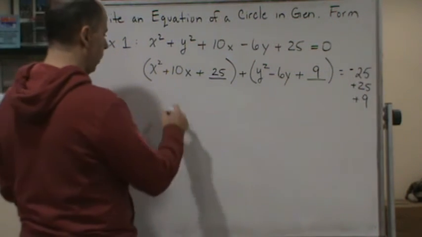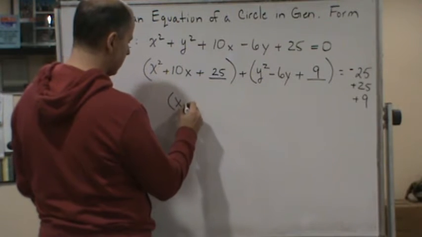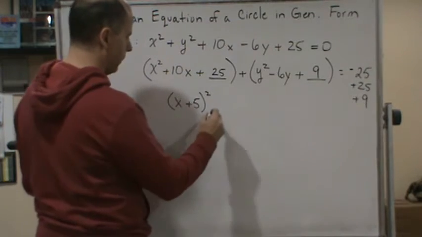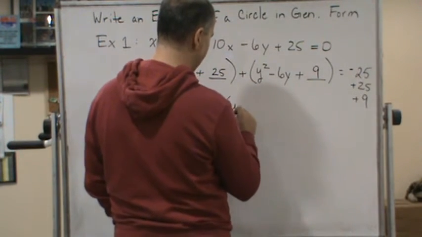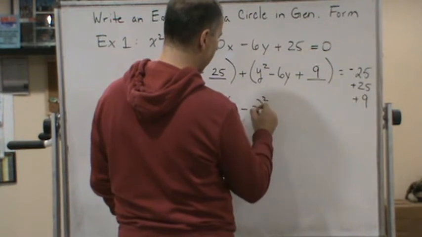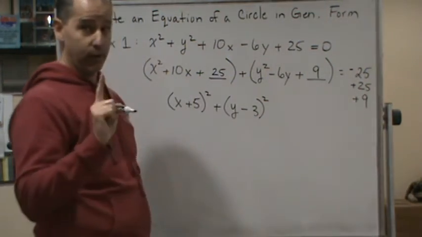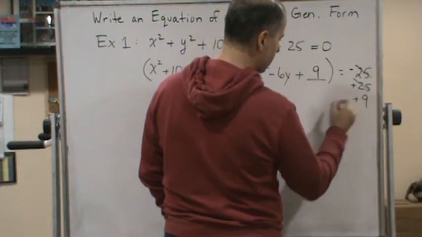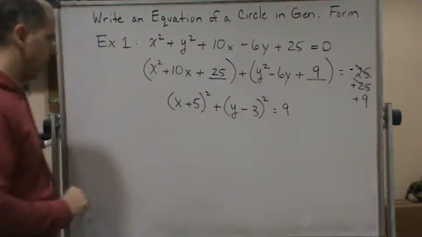So now, what happens to this? This becomes x plus 5 quantity squared, plus what happens over here? This is going to become y minus 3 quantity squared because that's a minus. Remember, perfect squares. And then, of course, this cancels with that, so I end up with positive 9, and I'm done.